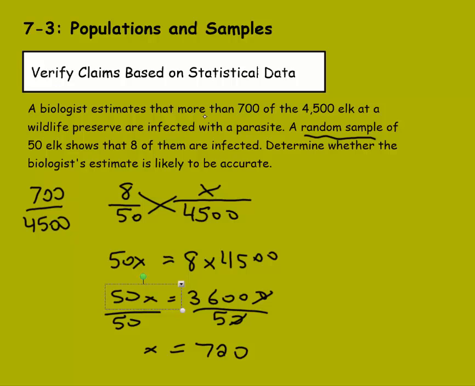So his estimate was that more than 700 of the elk were infected. Using the random sample, he had 8 out of 50, which is equivalent to 720. So it is a very reasonable estimate that more than 700 would be infected. So in that case, we would say it is likely accurate.